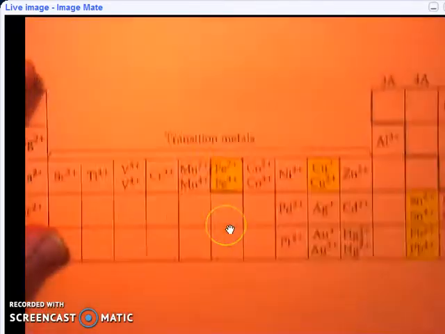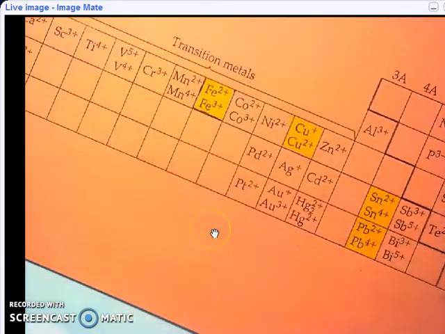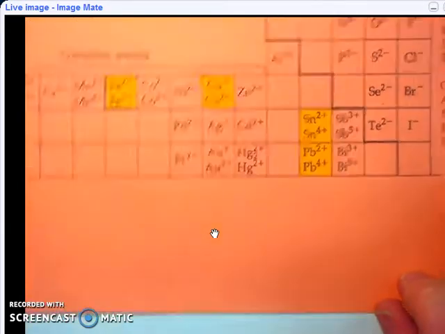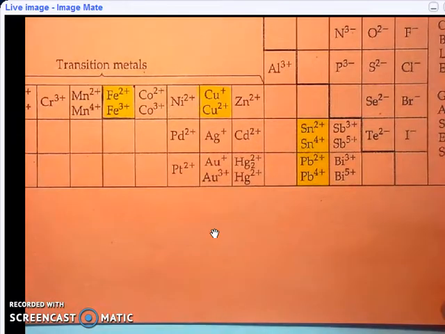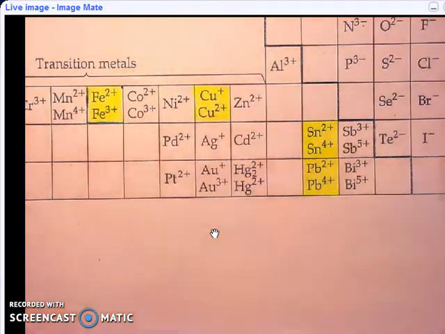So I wish this was a different color. I thought it would show up a little better, but it doesn't. Kind of let that get in there.